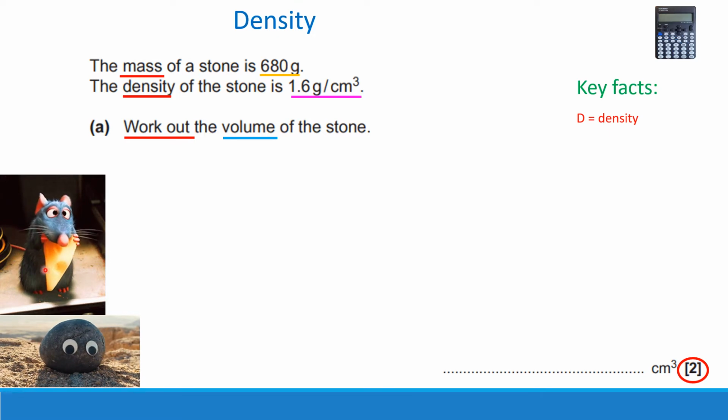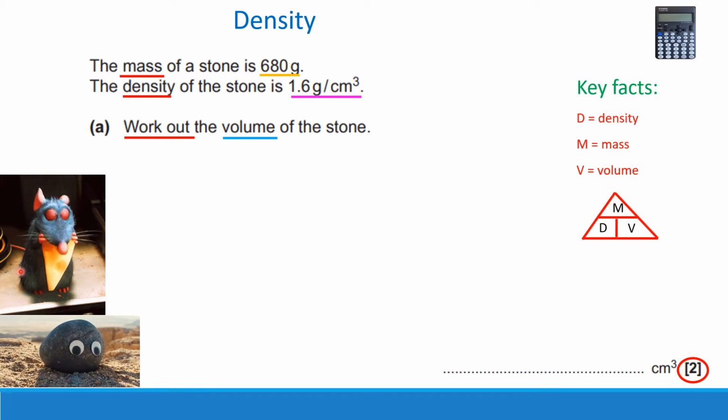Now the piece of cheese is less dense than the stone, because the cheese has got holes in and the stone is solid. So the stone is much more solid than the cheese, so this is more dense than the cheese. The mass is how much it weighs, and the V is the volume, how much space is inside that object.